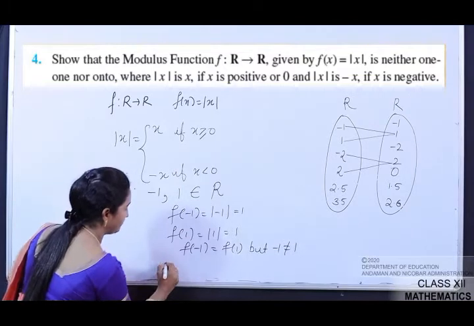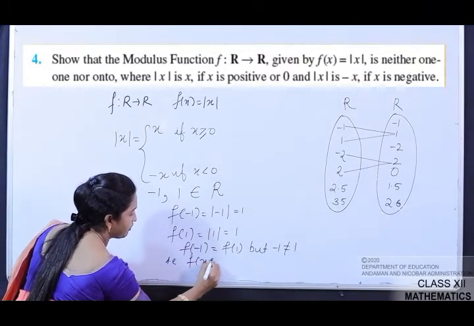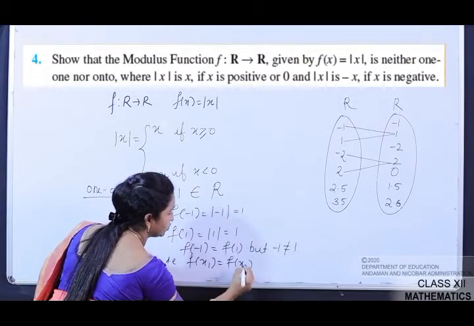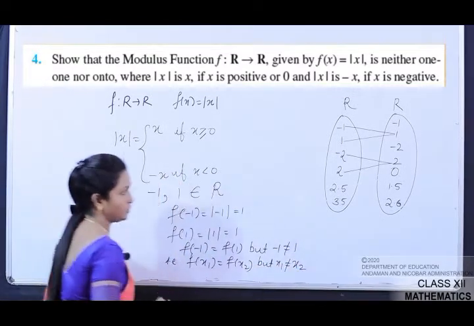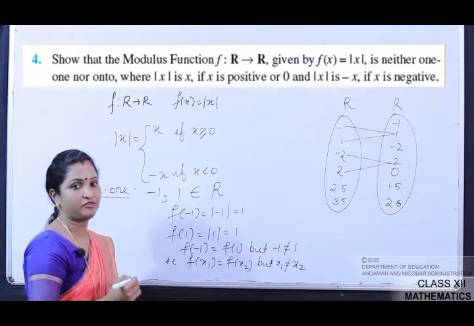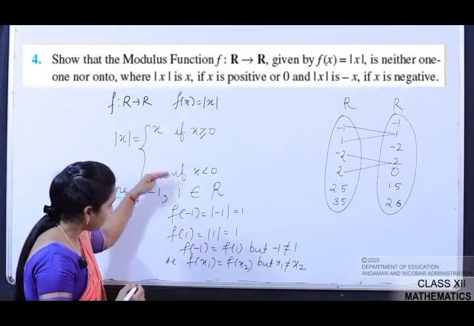Hence what is the conclusion? That means you got it. f of x1 is equal to f of x2, but x1 is not equal to x2. Okay, so what is the conclusion? f is not 1 to 1. This is the way you have to write down.